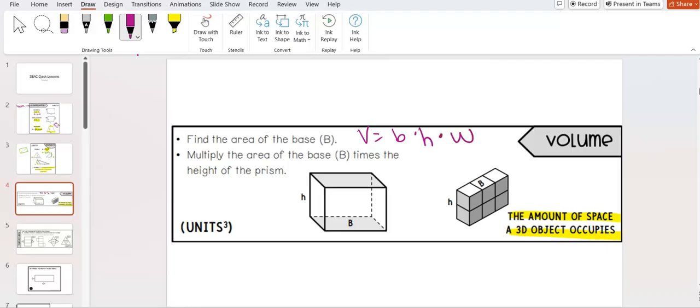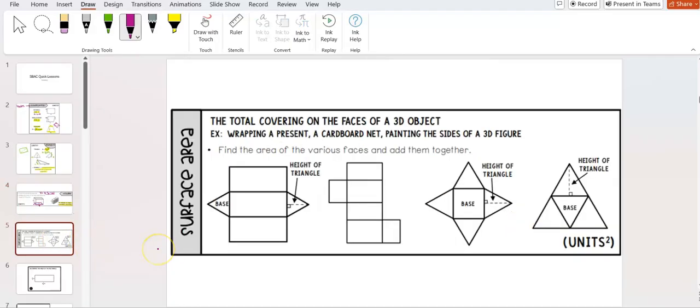Or, in other words, you're finding the area of this base, the area of the bottom, which we know is length times width, or base times height. And then we're multiplying that by the height here. This would be your little b for base. So we've got base times width times height. You're just going to multiply those three together. Okay? And we'll do some examples here.